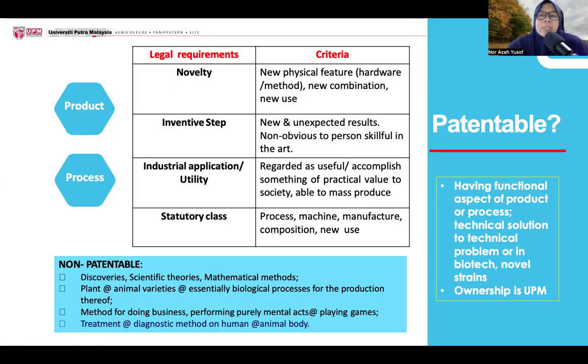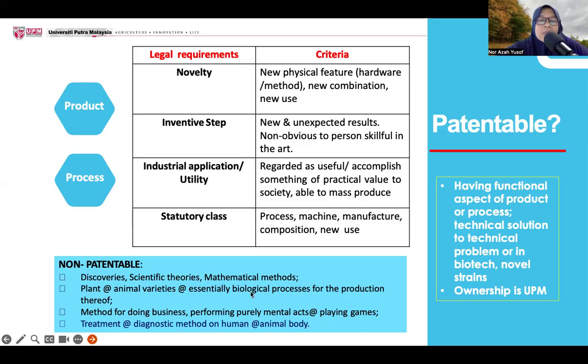I'm not going to tell you how to write a patent application, but in the patent application we have to write a few claims. So what do you want to claim? Is it a new physical feature, a new inventive step, or a new industrial application? We have to specify this in the claim during our patent application. Now we look at what is non-patentable.